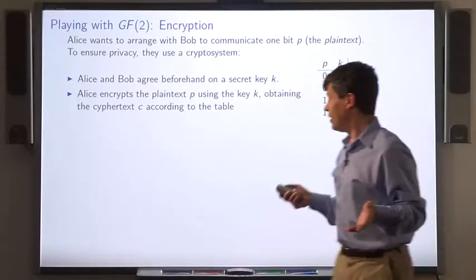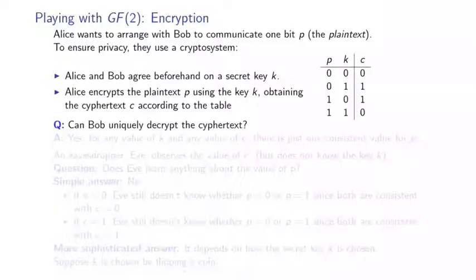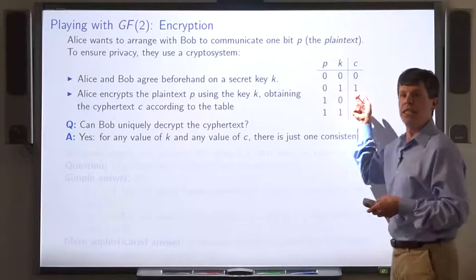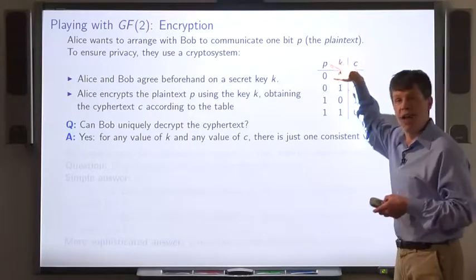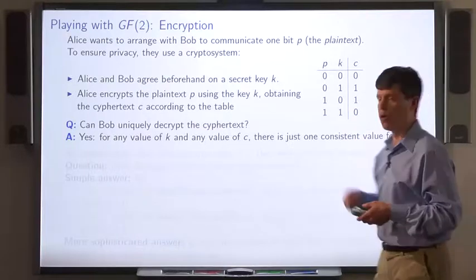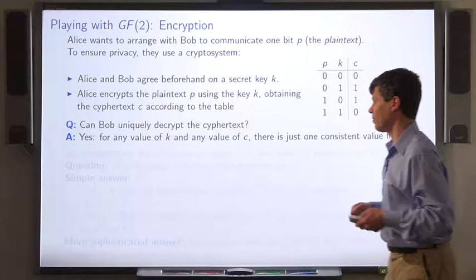Now once Bob receives that ciphertext, can he figure out what the plain text is? Well, he knows K, the key. He receives 0 and 1 as the ciphertext. Now, for any particular value of K and any particular value of C, there's only one value of plain text that's consistent with those. So Bob can determine what plain text was intended by Alice.